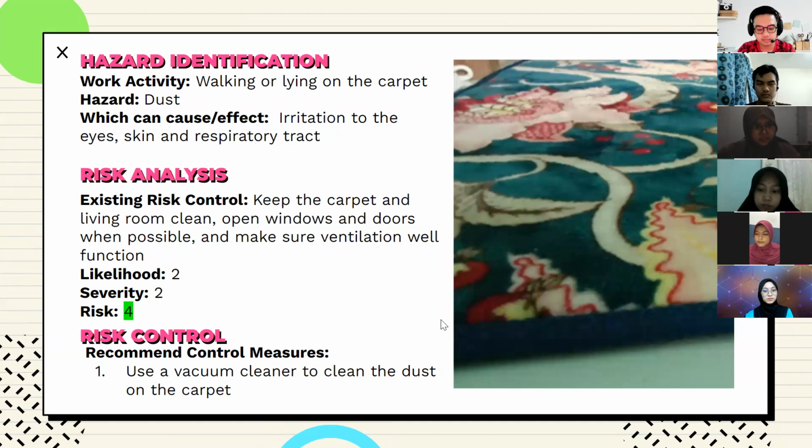And the last work activity is walking or lying on the carpet, and the hazard is dust, which can cause irritation to the eyes, skin, and respiratory tract. The existing risk control is to keep the carpet and living room clean, open windows and doors when possible, and make sure the ventilation functions. The likelihood is 2, severity 2, and the risk is 4. The recommended control measure is to use a vacuum cleaner to clean the dust on the carpet.